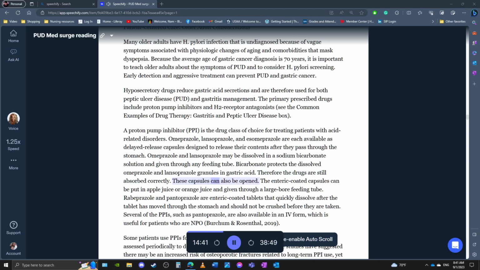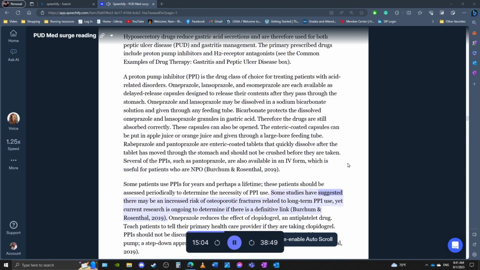These capsules can also be opened. The enteric-coated capsules can be put in apple juice or orange juice and given through a large bore feeding tube. Rabeprazole and pantoprazole are enteric-coated tablets that quickly dissolve after the tablet has moved through the stomach and should not be crushed before they are taken. Several of the PPIs, such as pantoprazole, are also available in IV form, which is useful for patients who are NPO. Some patients use PPIs for years and perhaps a lifetime. These patients should be assessed periodically to determine the necessity of PPI use.